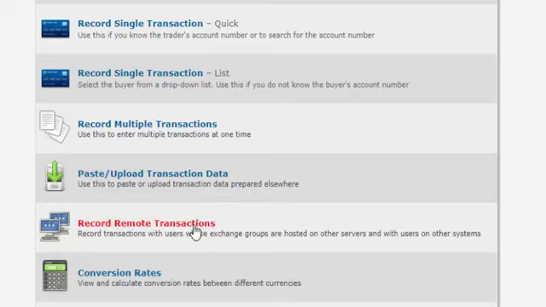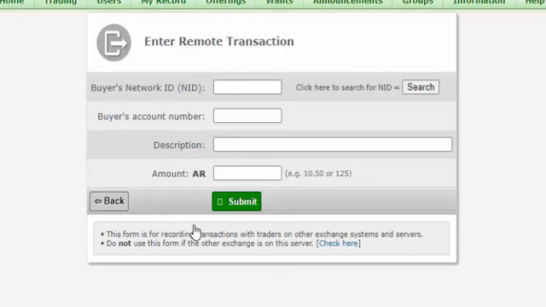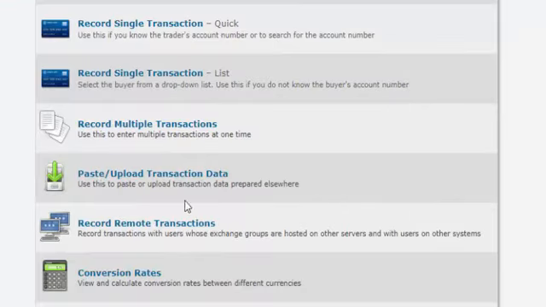To record remote transactions, this is where you may have sold something to someone in another exchange. So here's where you would put their network ID. Our network ID is FARM. Every exchange has its own network ID. And if you want to do a search, you could there. And then their account number, description, all the rest of it's the same.